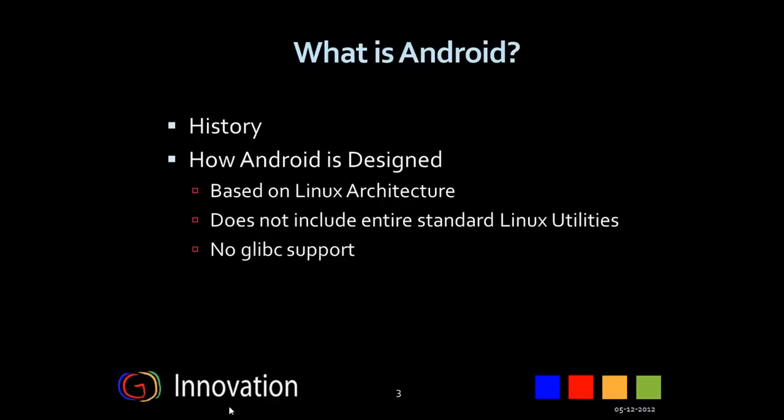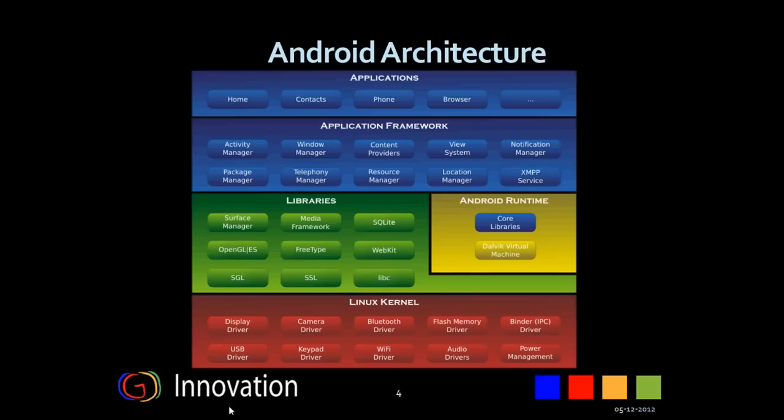Android is designed based on Linux architecture, but it does not include the entire standard Linux utilities. Many Linux kernel components like Binder and Power Management are modified to make it more useful for mobile devices. Also, it does not support glibc of Linux. On the other hand, they have a reduced and optimized version of that, which is called Bionic. We'll talk about all these things in detail with the Android architecture.